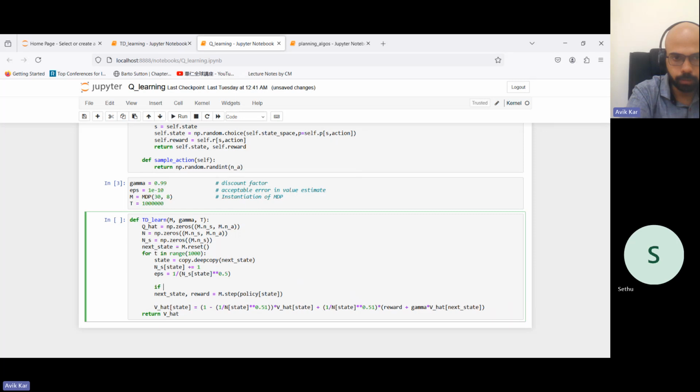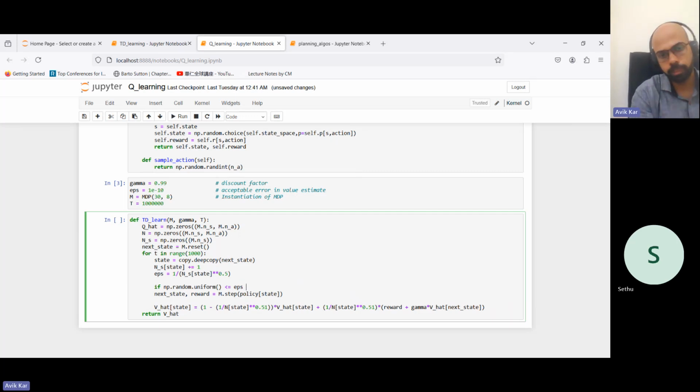Using np.random.uniform, which by default samples a uniform random variable from 0 to 1, if that randomly generated number is less than or equal to epsilon, what does it mean?